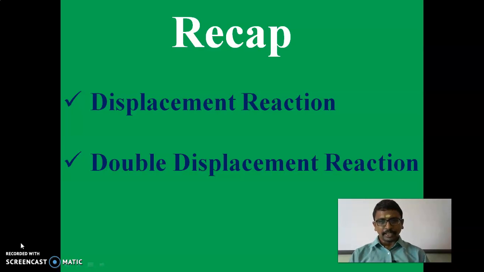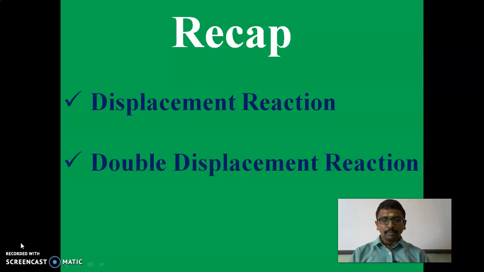So simply we can say that the more reactive element displaces the less reactive element to form a new product, and that is known as displacement reaction.